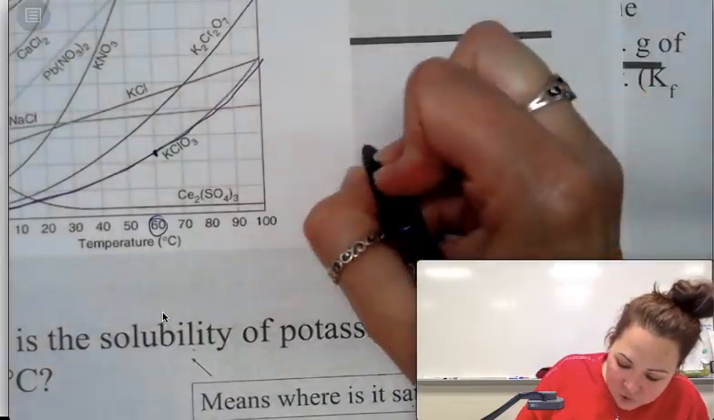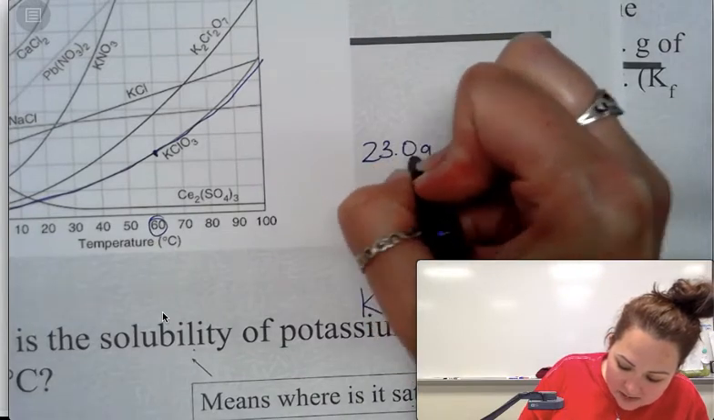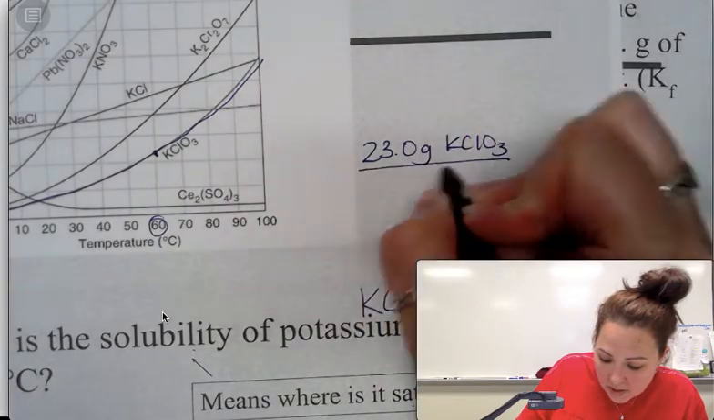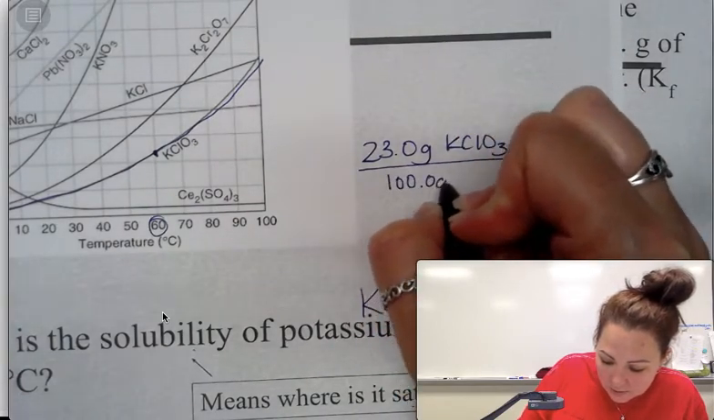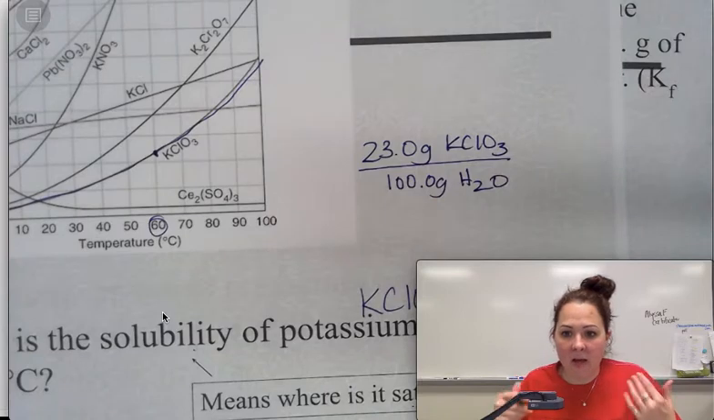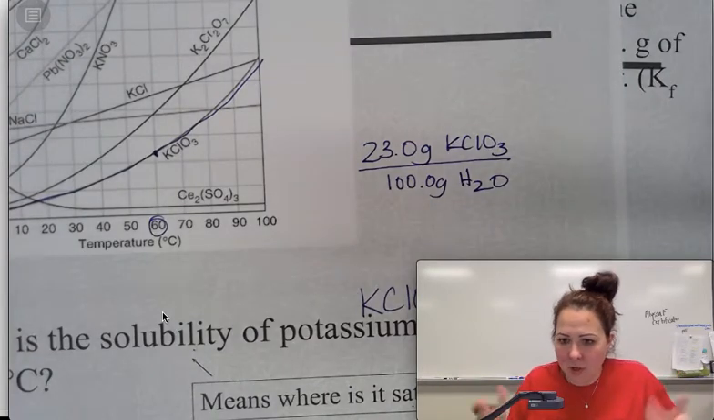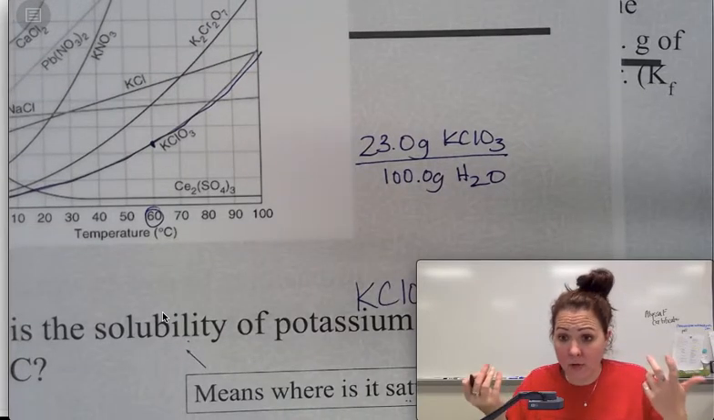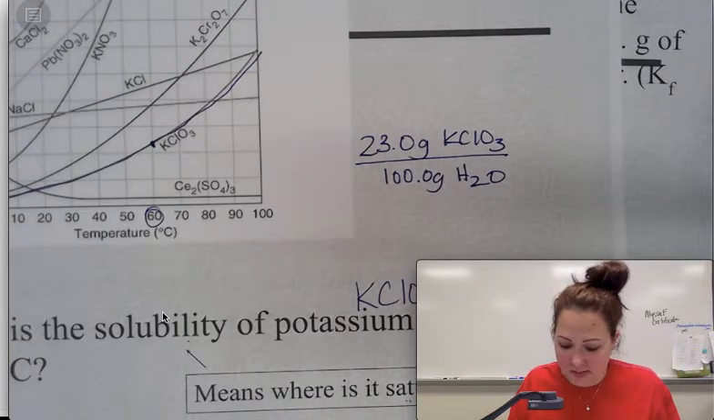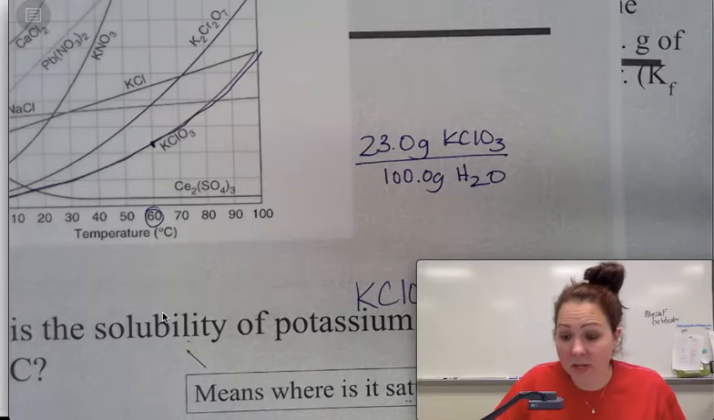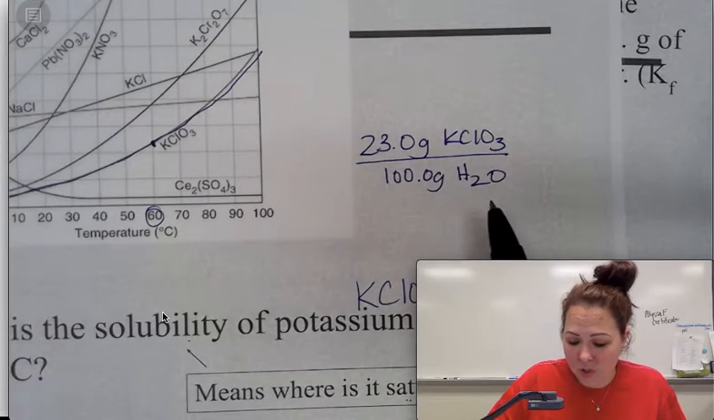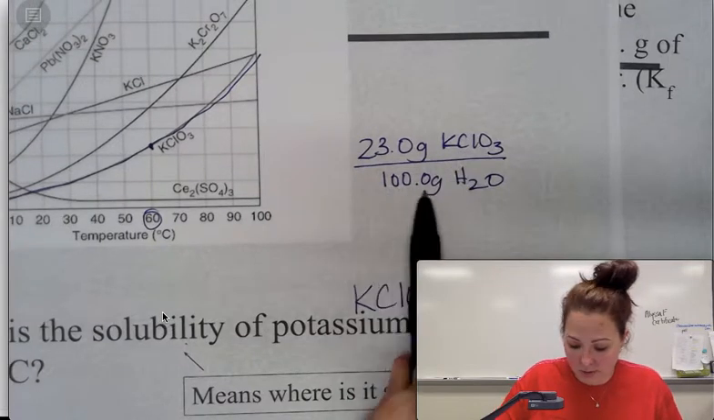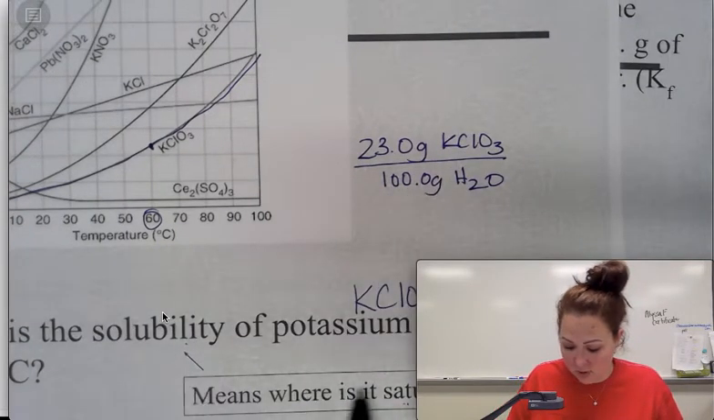So we're going to write it as 23.0 grams of KClO3 dissolved into 100 grams of water. You write them almost like a fraction, but it's an equivalency that we're going to use in a stoichiometry problem with dimensional analysis. That's why we write them this way. We're also going to use them in proportions. So it's 23 grams of potassium chlorate dissolved into 100 grams of water to make my saturated solution at 60 degrees Celsius.